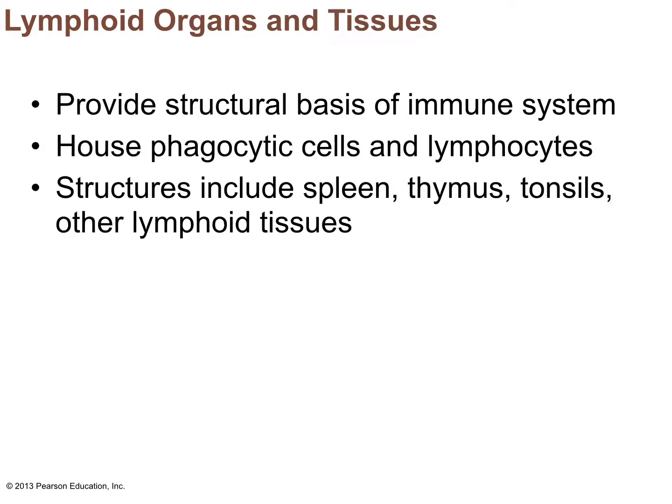We do have lymphoid organs and tissues, but they are not connected to the system. So they'll house things like macrophages and other types of lymphocytes. And these organs include things like the spleen, thymus, tonsils, and we'll talk about some of those in this chapter. But again, they're not connected to the lymphatic system as far as the actual vessels. The only thing connected to the vessels are the lymph nodes and then having the lymph inside.